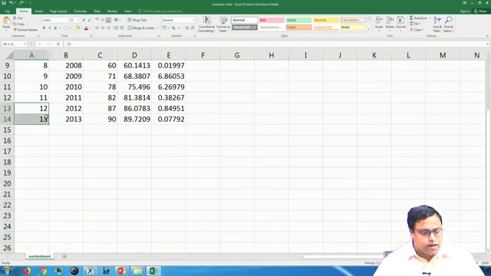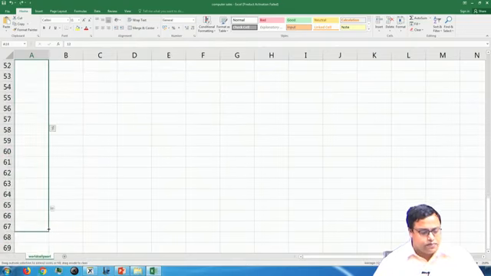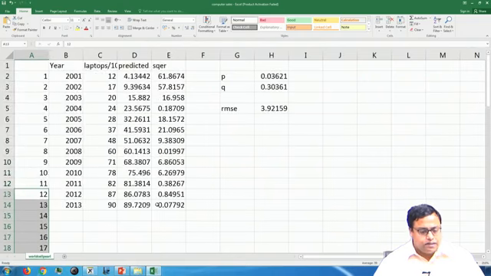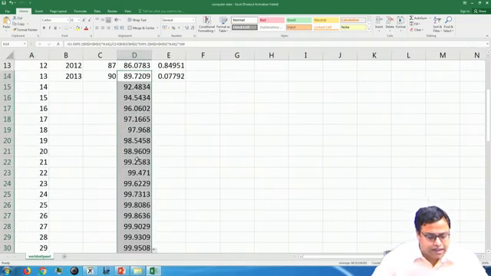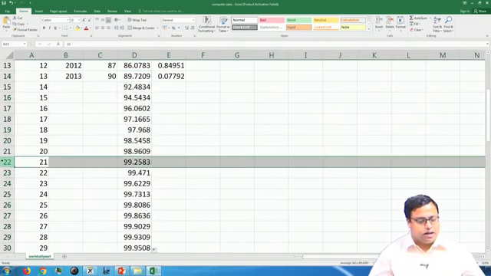So, 12, 13, and then I will drag it up to the 65th time period, and if I just double click on this, it will give me, okay, you were reaching 99% at the 21st time period. So, another probably 8 time periods and you will reach your maximum possible value.